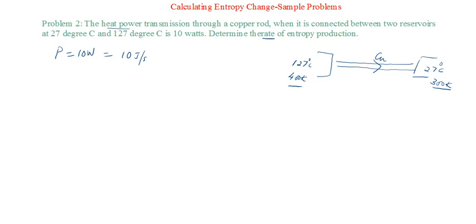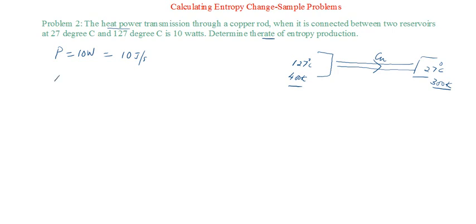Now let's see what will happen here. This is the first category of problem that I have discussed before: problems involving reservoirs. One reservoir is losing heat and the other reservoir is gaining the same amount of heat. The reservoir which loses heat will be losing entropy, and the other which gains heat will be gaining entropy. So in such cases, let's calculate the entropy change of each of the reservoirs separately.